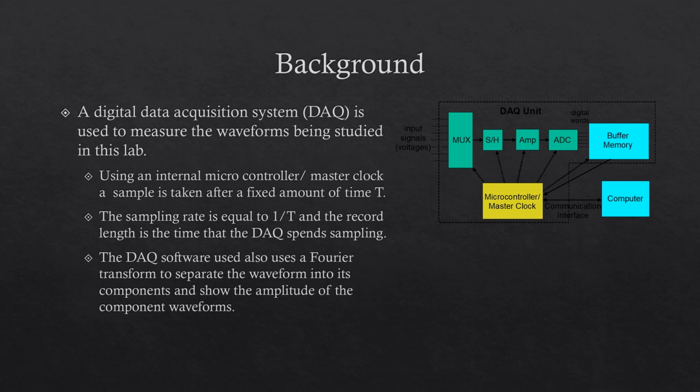So a little bit of background on digital data acquisition systems, which is what is being used to study the waveforms in this lab. They use an internal clock where it takes a sample after some fixed interval t. The sampling rate is equal to 1 over t, and the record length is going to be the time that the DAC is sampling. So the DAC software is also capable of using a Fourier transform to separate the individual waveforms that make up the recorded waveforms, which allows for further analysis.